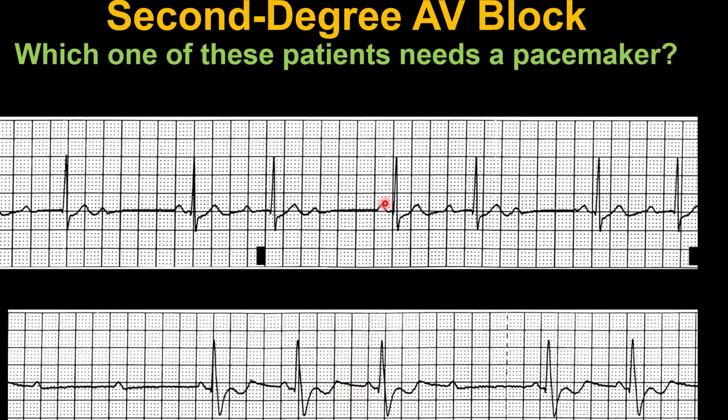Okay, so here are 2 patients who have heart block. This one, you have this PR interval, then this PR interval, then a drop beat. This one down here, where you have this PR interval, which is the same, and then a drop beat. So one of these needs a pacemaker. Do you know which one?